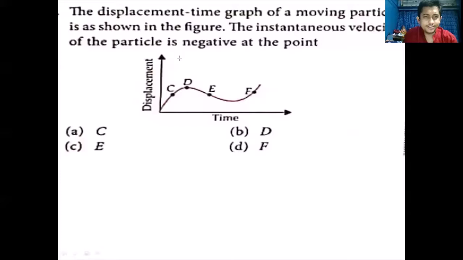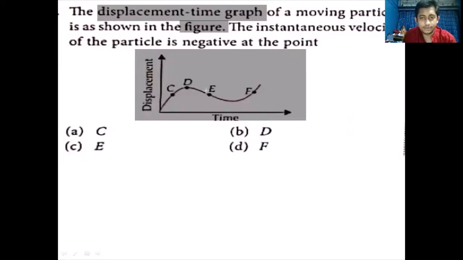So in the question, students, they're telling that the displacement time graph of a particle is given to us in the figure. So this is the displacement time graph. हमसे पूछ रहे हैं कि instantaneous velocity negative कब होगा?